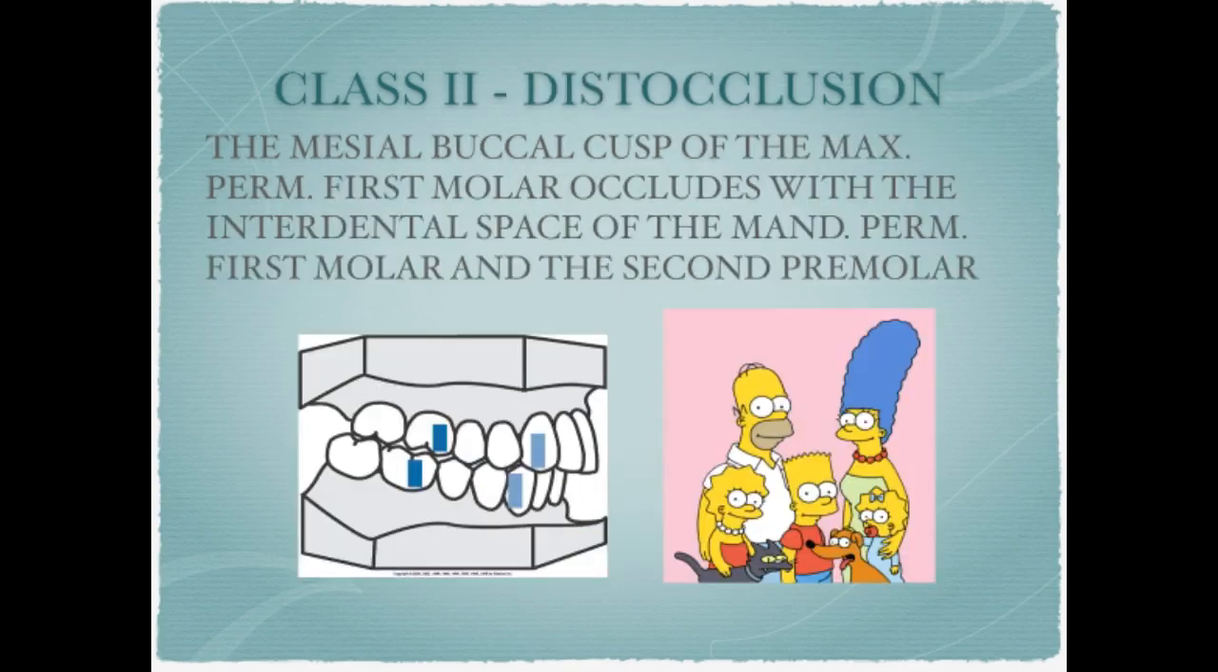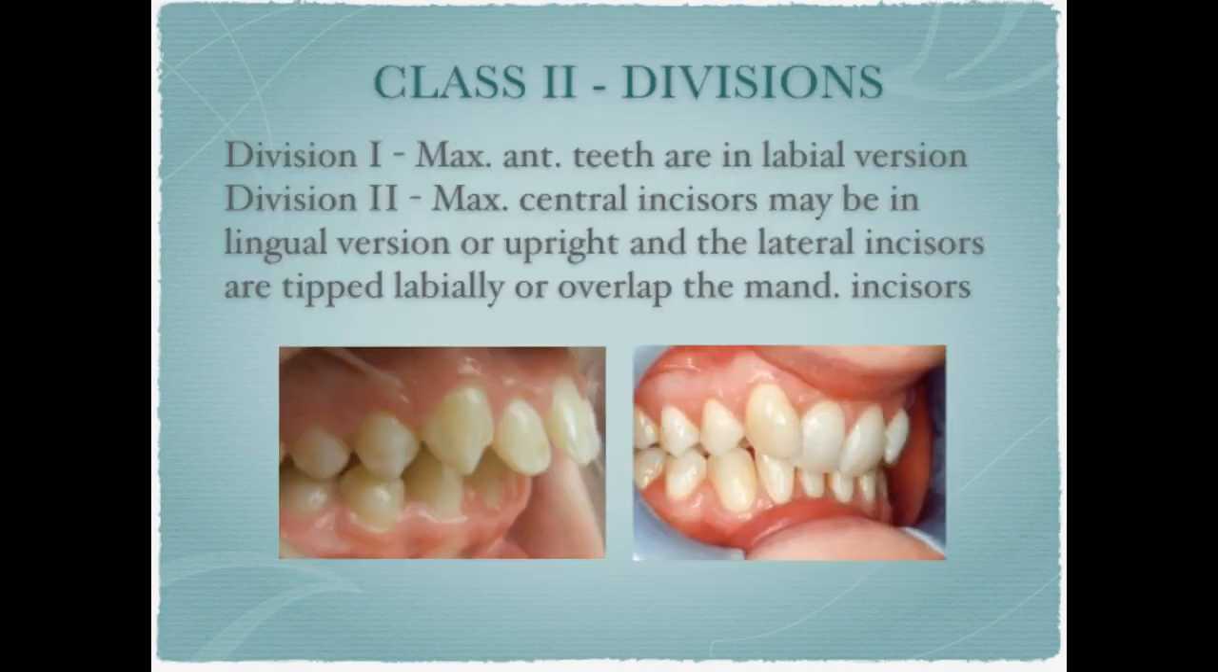Class 2 is disto-occlusion. The mesiobuccal cusp of the maxillary first molar occludes with the interdental space of the mandibular permanent first molar and the second premolar. And I use a picture of The Simpsons because everyone in The Simpsons, even the pets, have a class 2 where their mandible is retruded or in disto-occlusion. We don't know about Maggie because she always has that pacifier in her mouth.